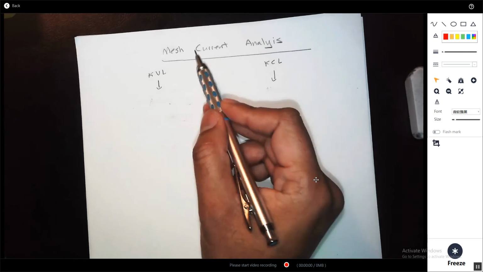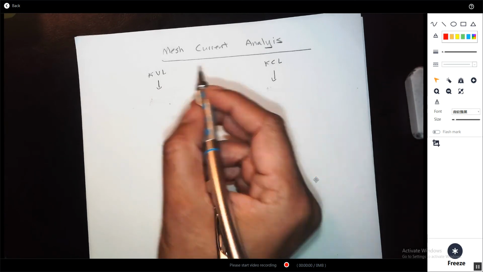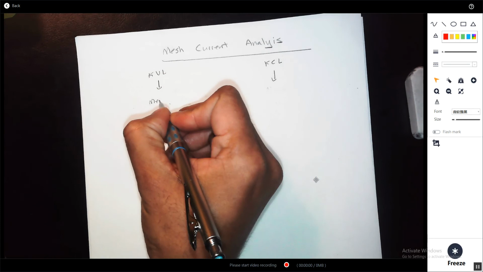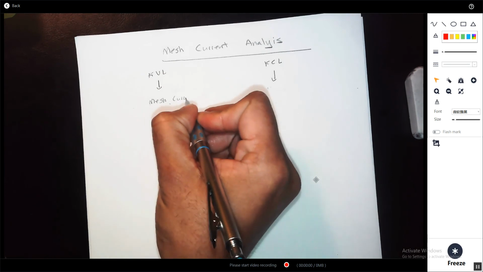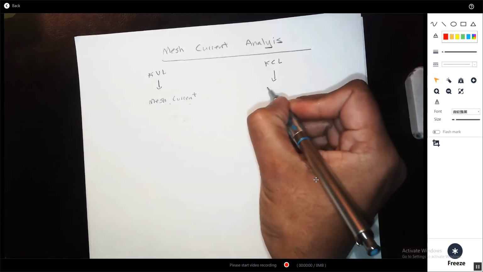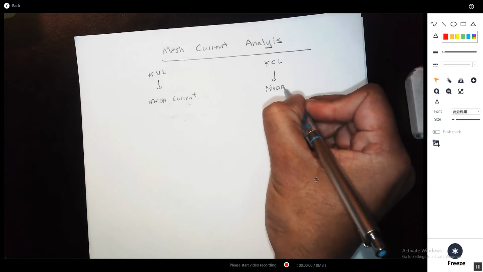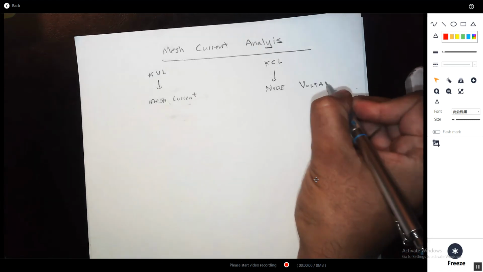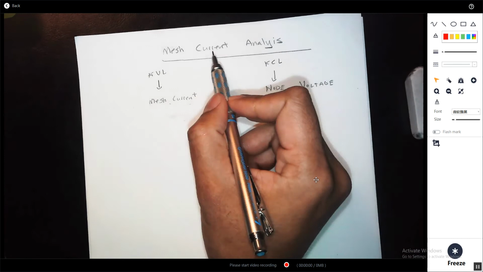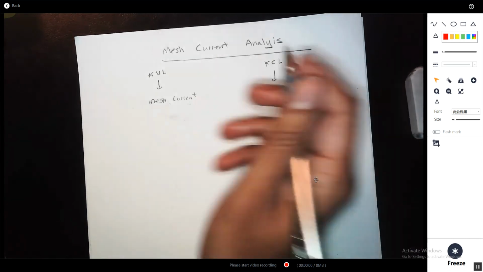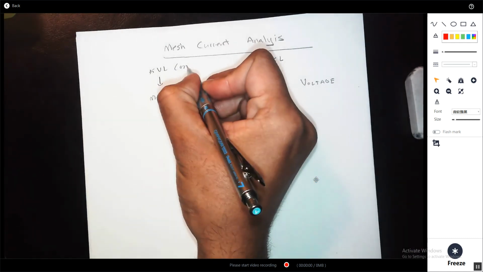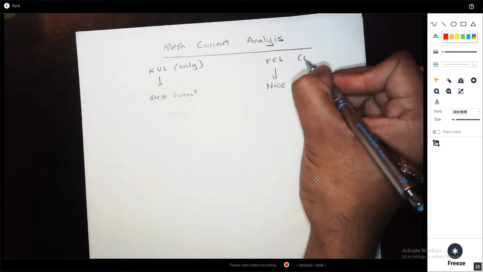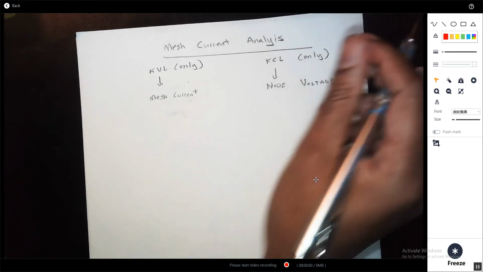In KCL, what we have is something called mesh current analysis. So from KVL, we have mesh current, and from KCL, you have what you call node voltage. These are actually faster and easier shortcuts than the original KVL and KCL. So again, KVL only and KCL only. Okay, how does this work?